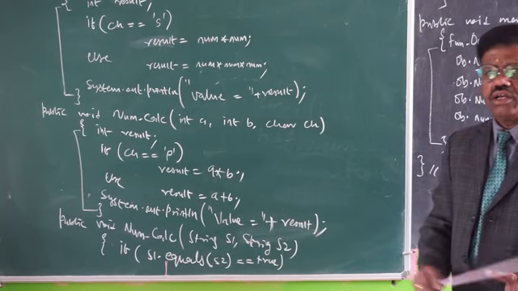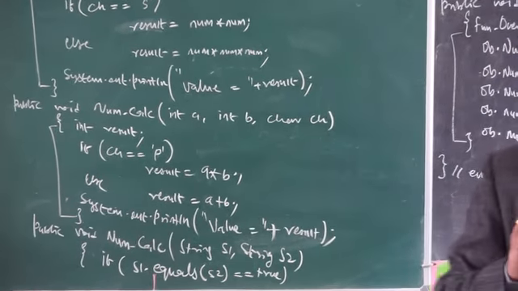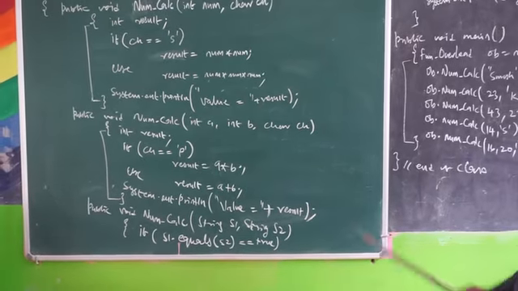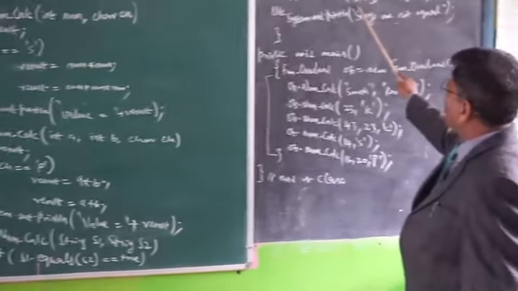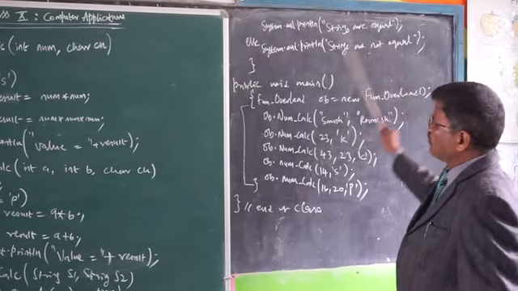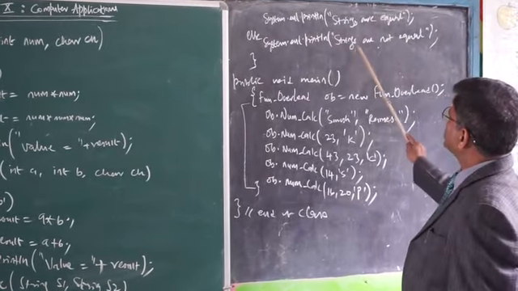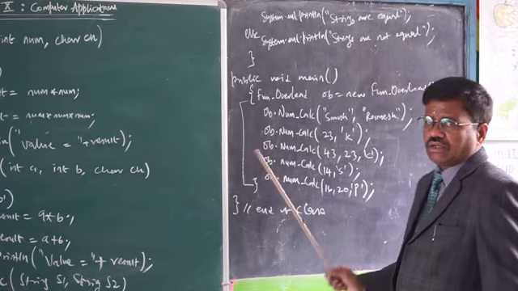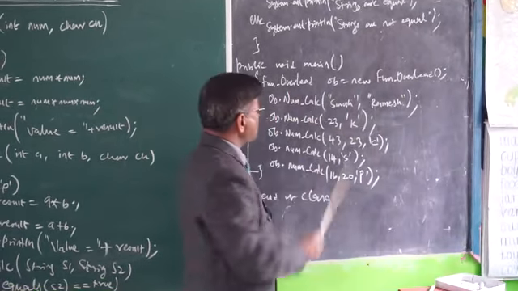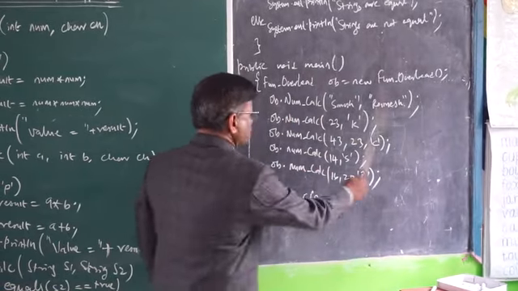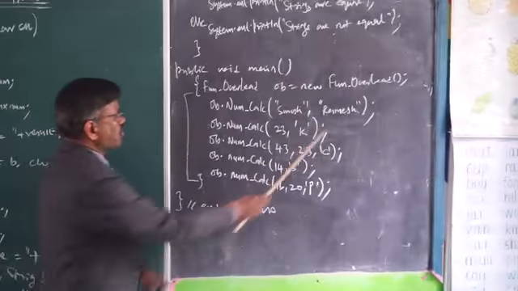If this happens to be true, in short, if S1 and S2 are equal, what does it do? It says strings are equal. If S1 and S2 are not equal, it says they are not equal. Now, please note, boys and girls, this is what I want to explain closely.